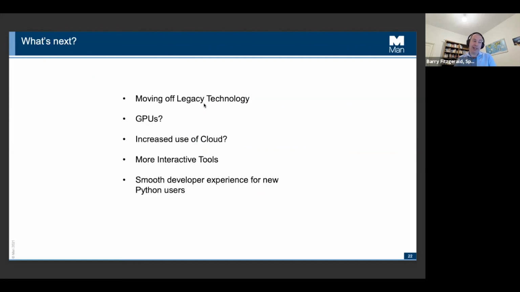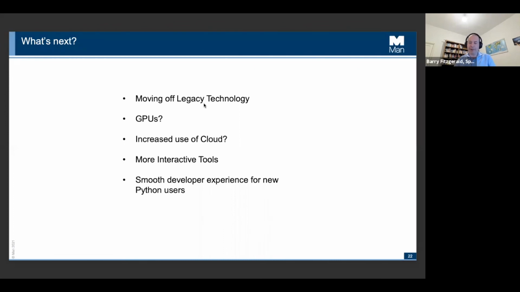What's next for us? We're looking to start moving off some legacy technology, some stuff not shown on the diagram. It's always easier to turn on new systems than switch off old things, so there's always that aspect of the work. There's a move to GPUs. Are there aspects of these pipelines where GPU usage would help a lot? There's a move to cloud, and how can we use cloud more? Mostly we run this internally. There are pros and cons of cloud, but it's something we want to investigate a bit more.